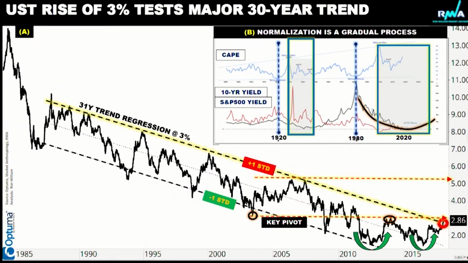But that move is unlikely to be an event. That normalization, that long-term normalization, is likely to be a gradual, glacial process just because of the nature of the long-term trend.